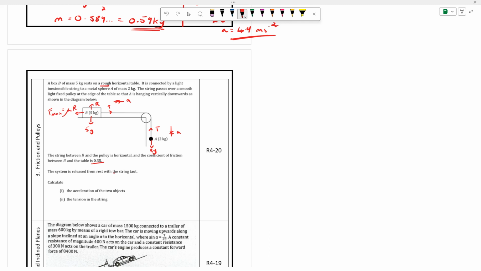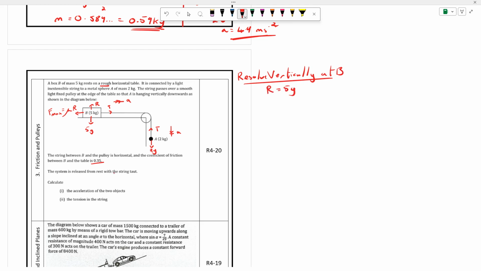So to find the acceleration and the tension, I need to think about looking at the forces around each of the points. So either I look at A or I look at B. What I'm going to do first is find R, which is really easy. I can resolve vertically at B. So if I resolve vertically at B, going up equals what's going down. So R will equal 5G.